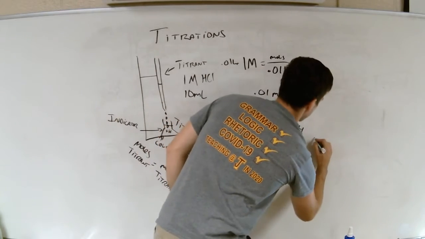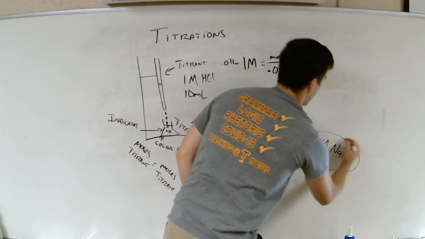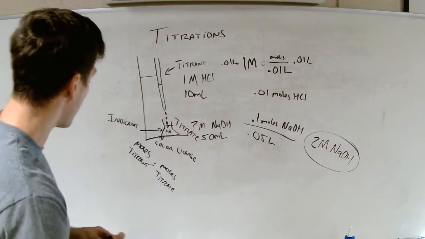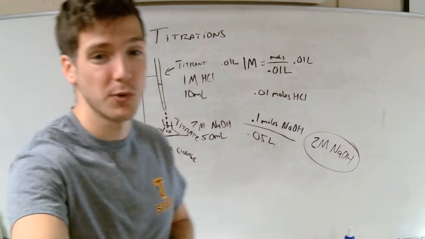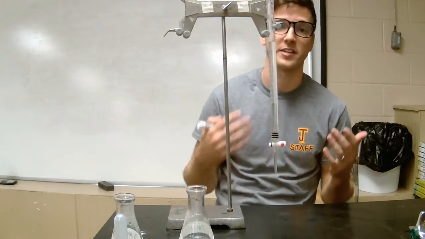So the concentration of this NaOH is 2 molar NaOH. Okay, and that's what we'll be doing with titrations. And right now, I'm going to go to the lab and I'm going to show you how one of these actually works. Guys, so here I have my titration set up.